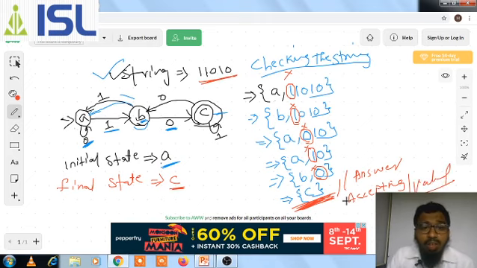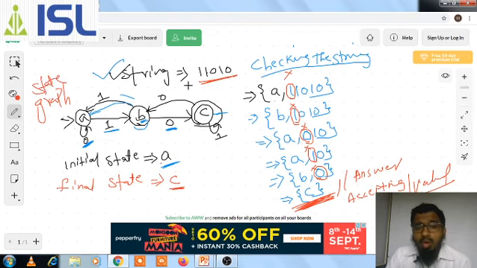Valid or accepting the given graph. Whatever string is given, that string is accepted by this state graph. Clear? Once again I will quickly tell you about this.